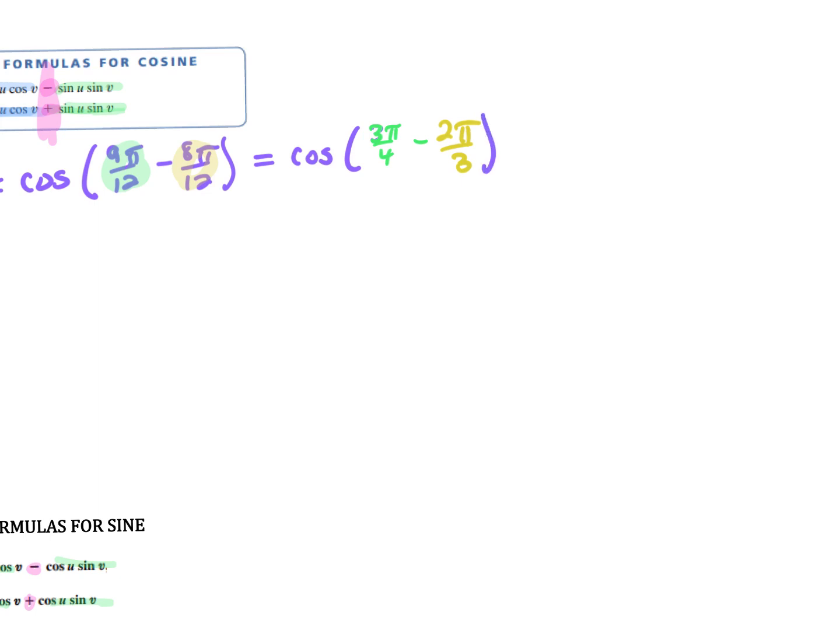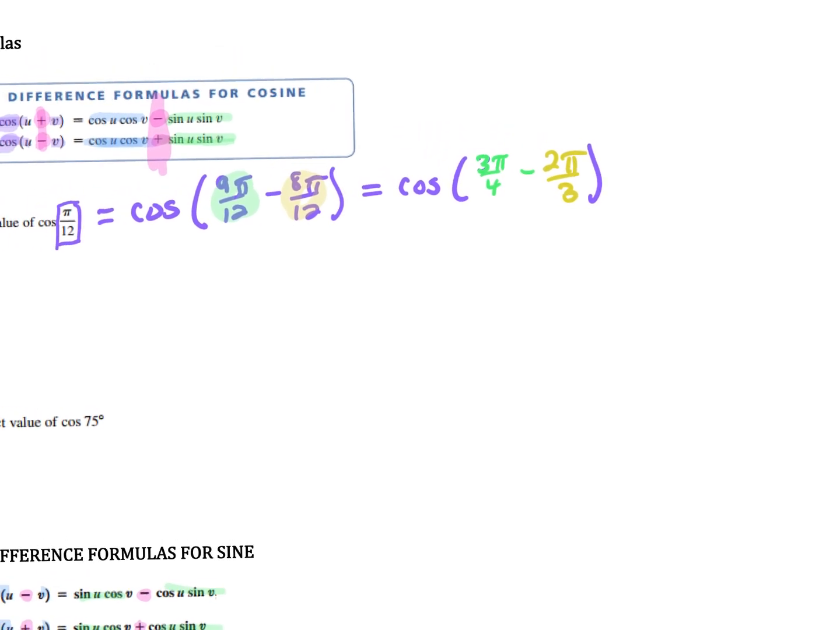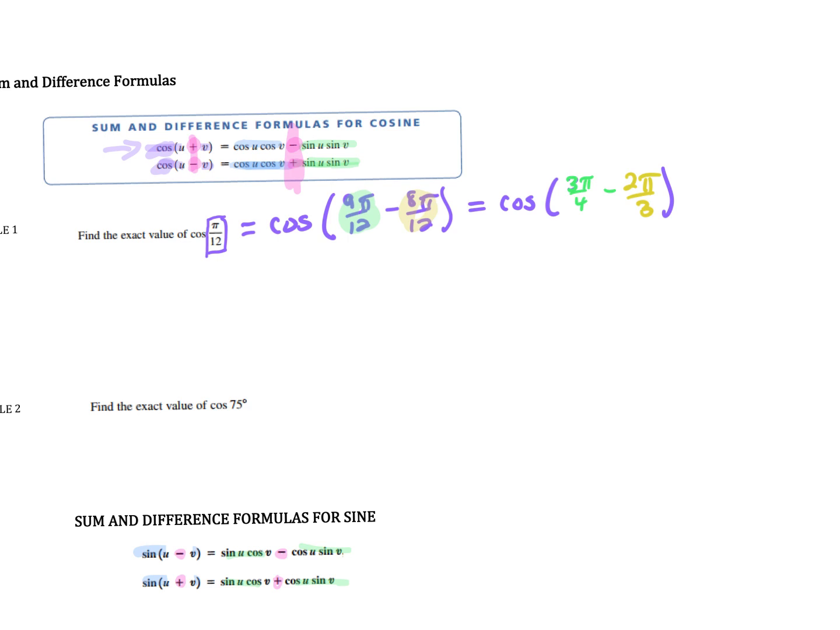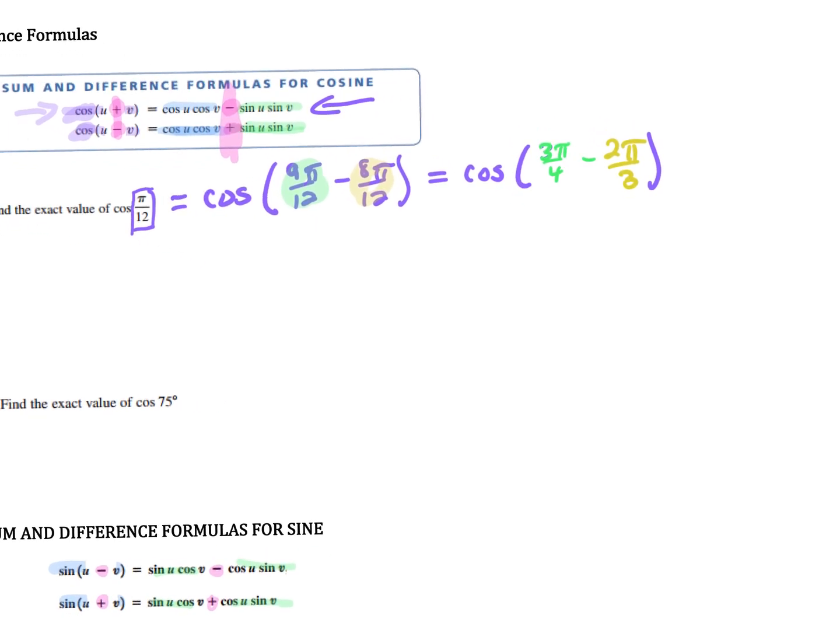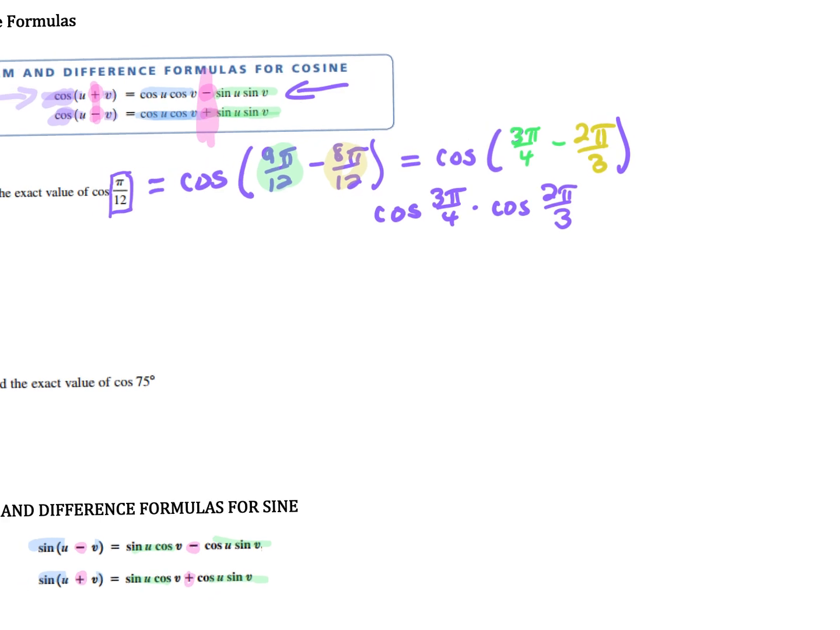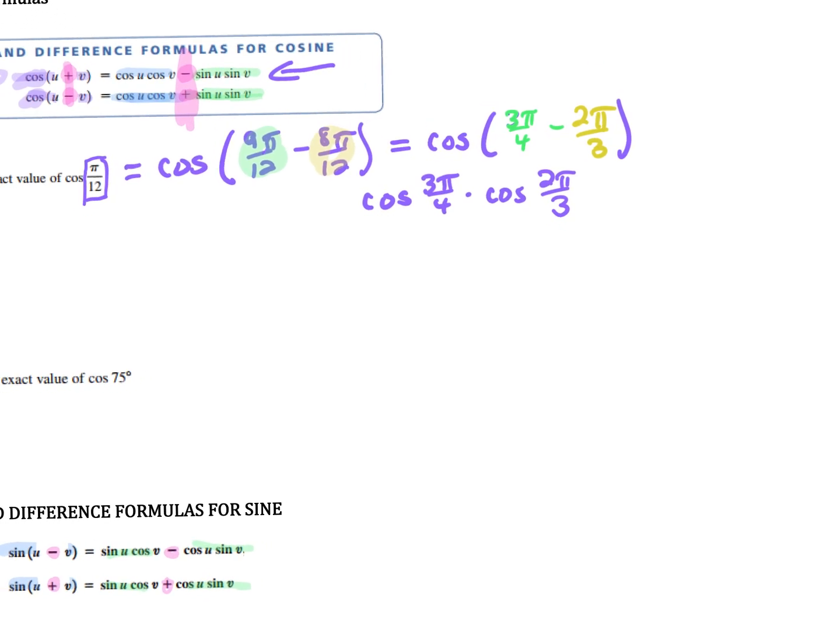Okay, now we have to plug into this formula. And if you notice, we have cosine minus, so that means we are using this top form of the identity. So think about what that's saying we're gonna do. The formula says cosine of the first, so we're gonna have to figure out what the cosine of 3 pi over 4 is, times the cosine of the second, so cosine of 2 pi over 3. And then we're gonna do, oops, I said the first, nobody called me on that.